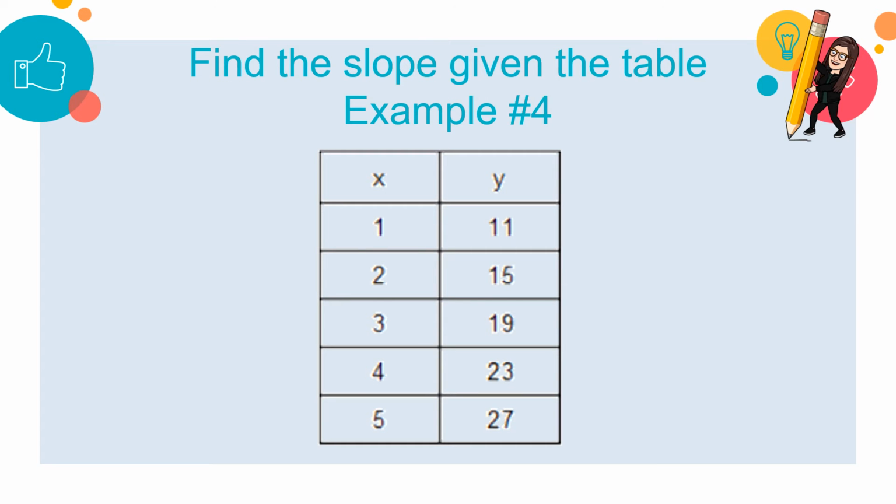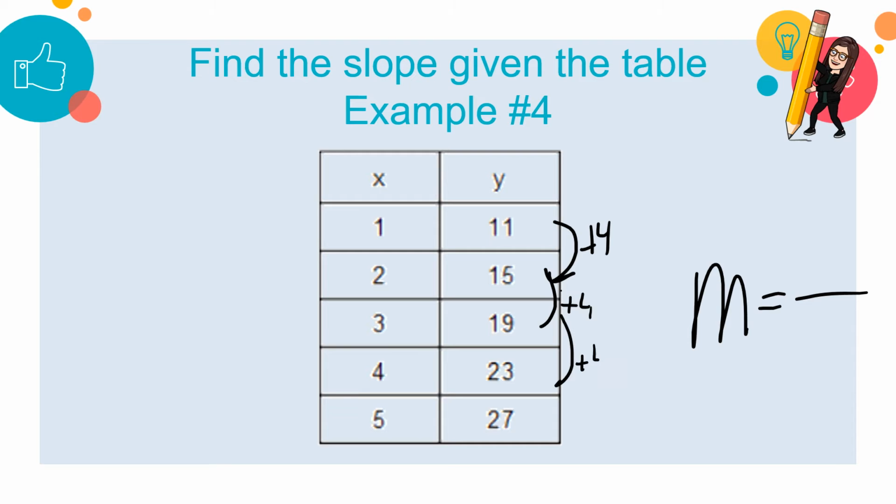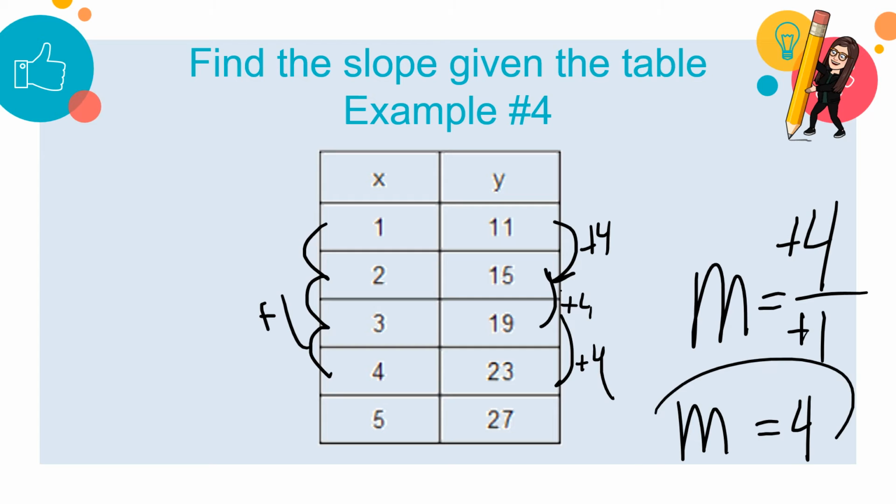Let's go again. The change in my y goes on top, plus 4, plus 4, plus 4. Okay, I see continuous positive 4. Plus 1, plus 1, plus 1. I'm changing by positive 1. 4 divided by 1 is 4.